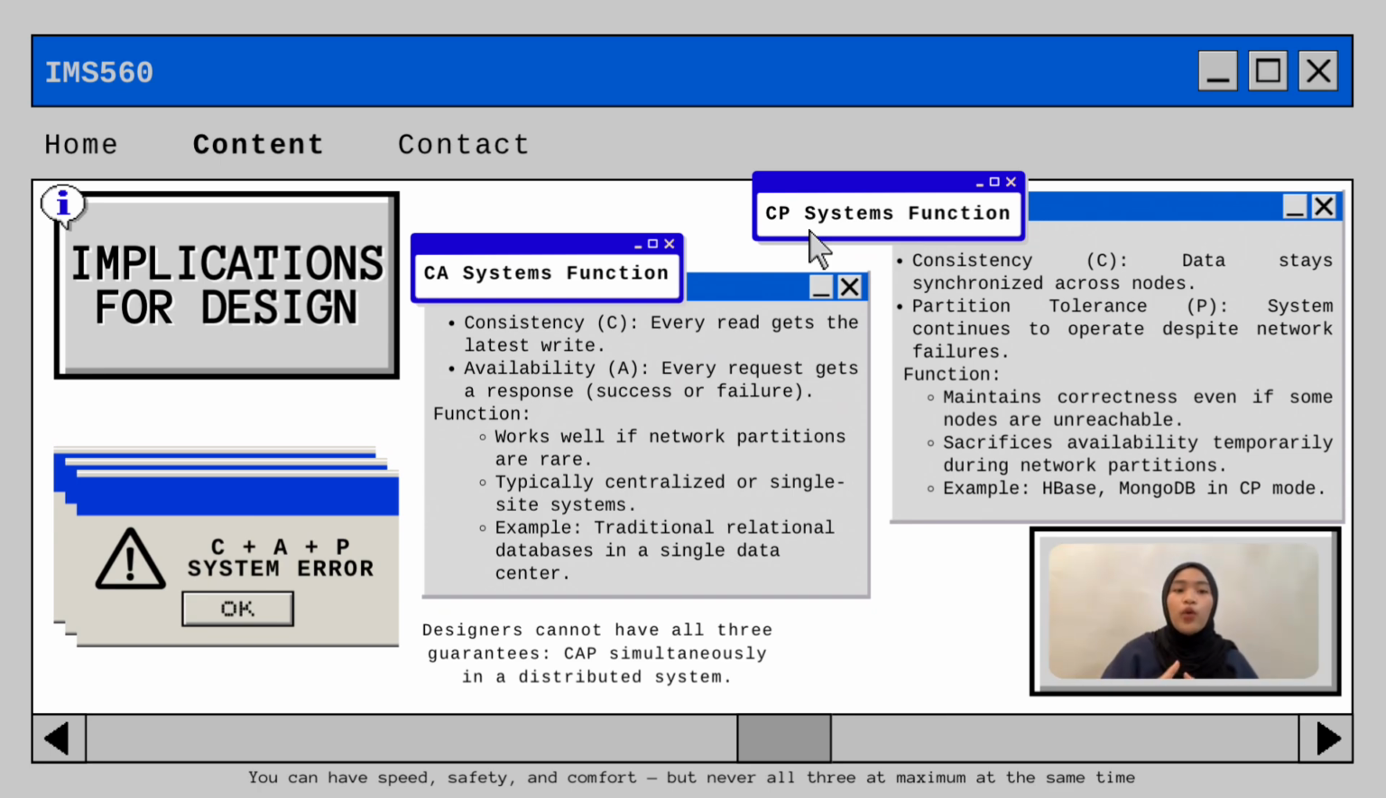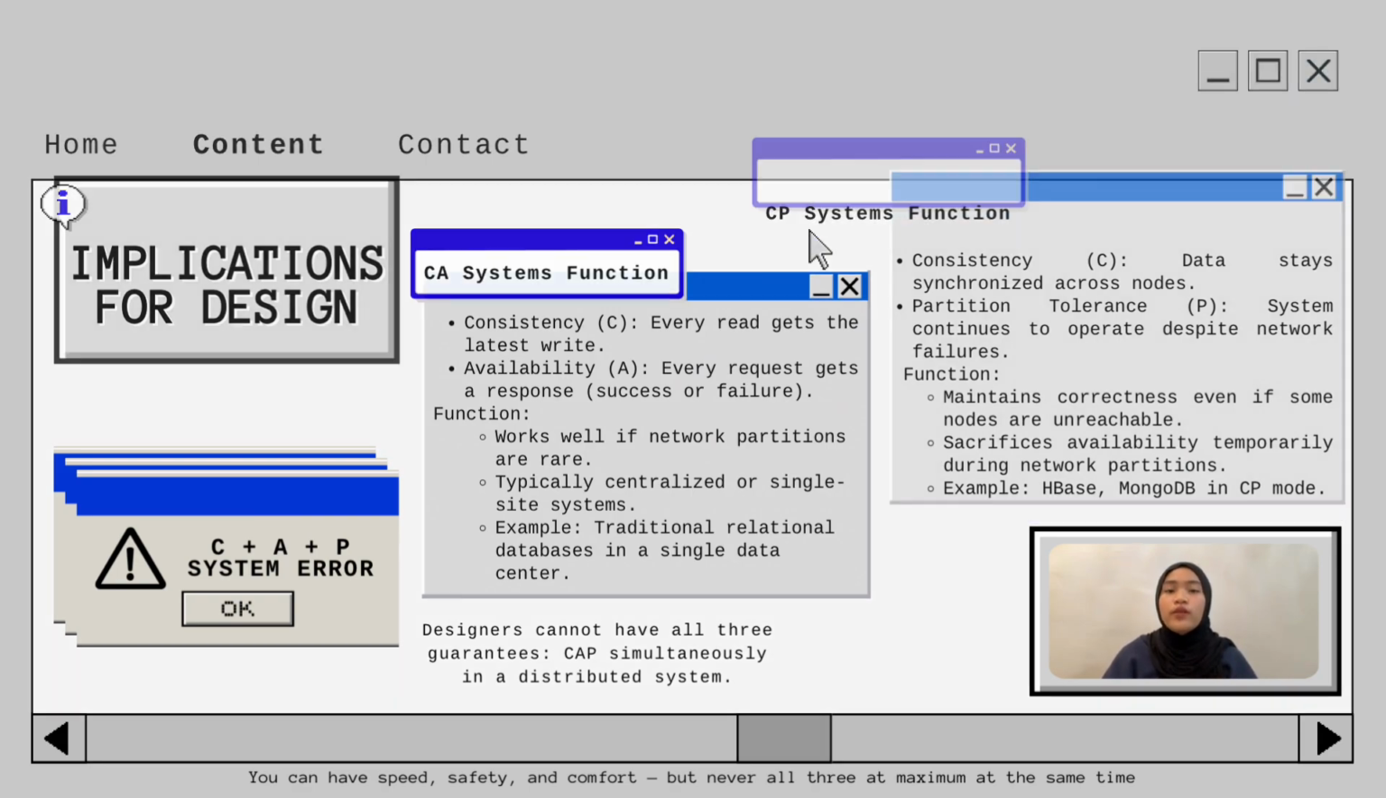So here, why can we not have CAP together? Because they cannot all happen at the same time in a distributed system. During a network partition, if we prioritize consistency, some nodes may not respond, so availability is reduced. If we prioritize availability, we might return outdated data, so consistency is reduced. System design must choose two and compromise on the third.